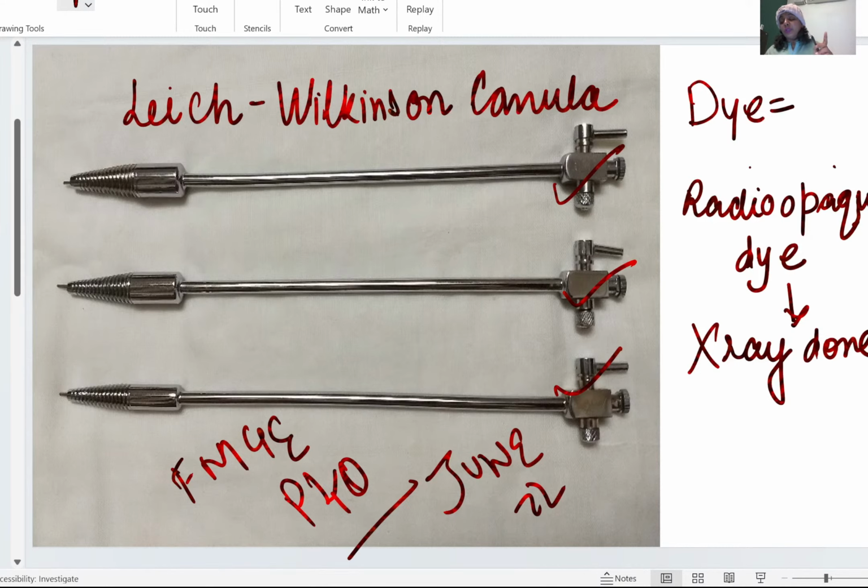What is the dye used in HSG? Of course, because we are taking the X-rays, the dye will be radio opaque dye. No, Dr. Isra, methylene blue is used in chemoperturbation. This is HSG. In HSG, the dye is radio opaque. Please clear your concepts.